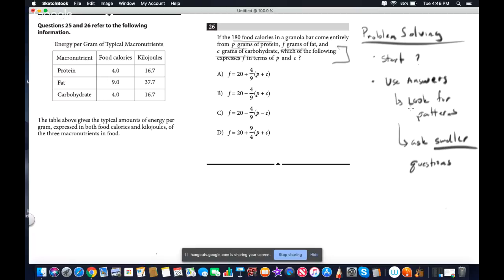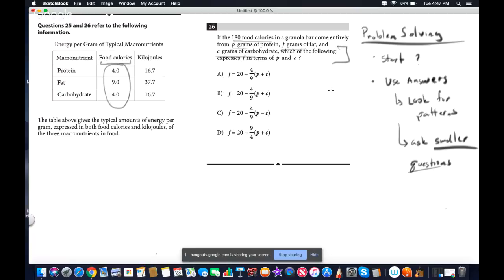But after I've looked for these patterns, I ask myself these smaller questions. I start asking myself, where are the 4s and 9s coming from, and where's the 20 coming from? I don't see any indication about 20, but I do see plenty of 4s and 9s over here in food calories. I know that if you pay super close attention to what the question is asking, you can just figure this out.